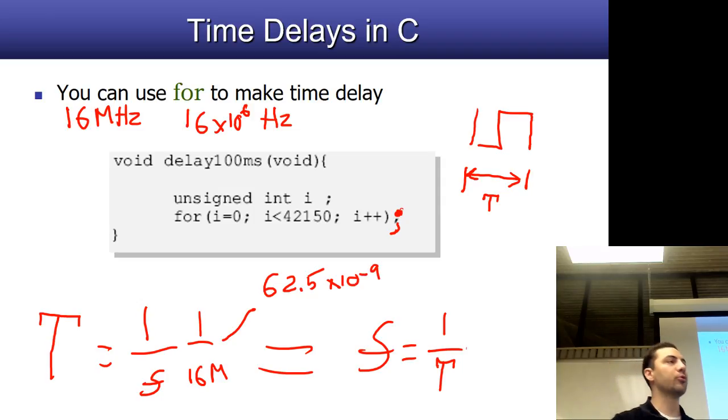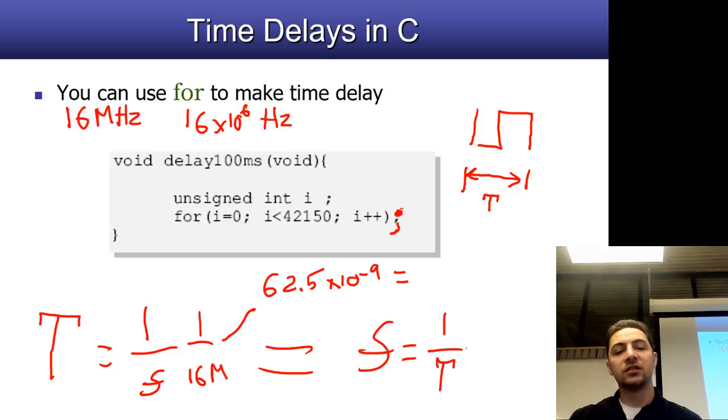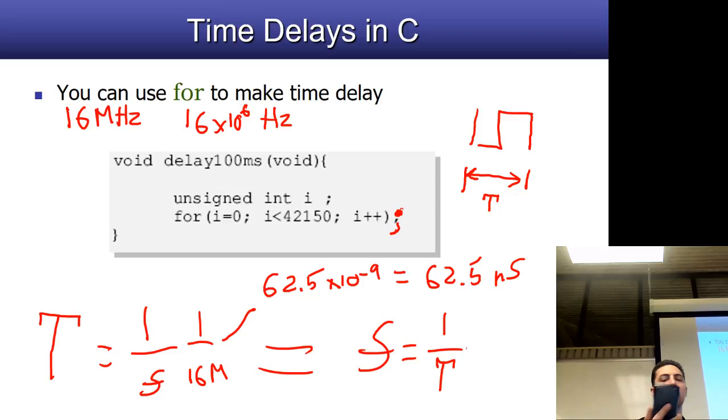What is the prefix for 10 to the negative 9? No, it's not micro. Nano. So that's 62.5 nanoseconds. Now, if you've got a calculator, pull it out. I want you to do that operation. 1 divided by 16 times 10 to the 6. Because we need to address something right now.